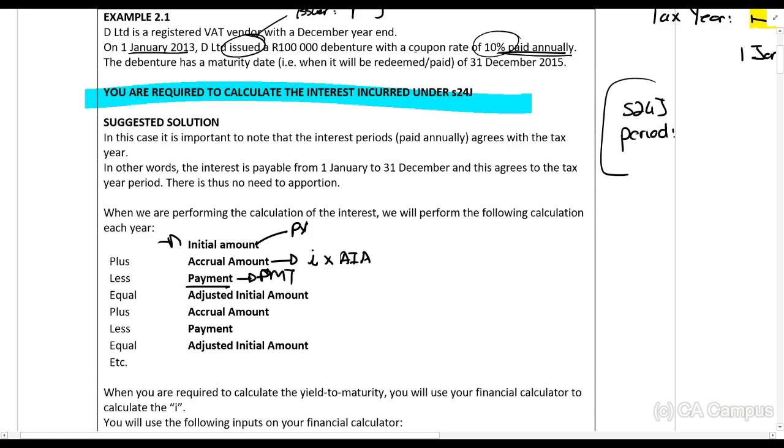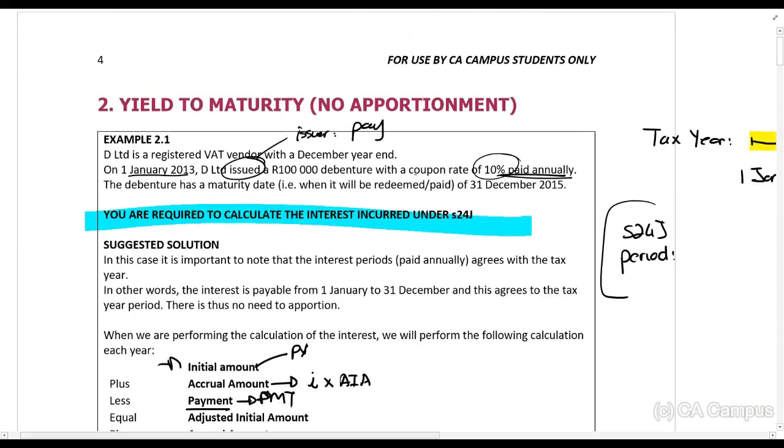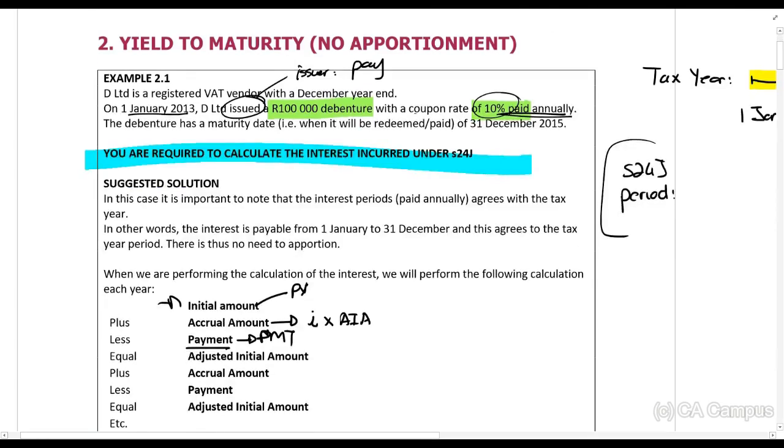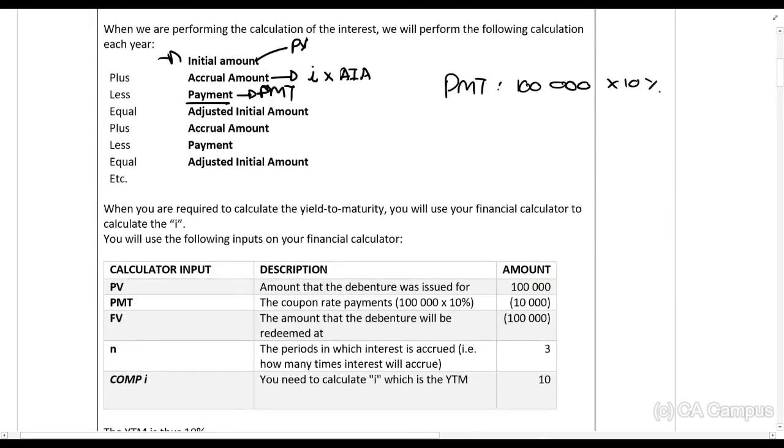Now guys, what is the PMT on your calculator? It is whatever the value of the debenture is, the face value, 100,000 rands, times its coupon rate. So payment in this case will be 100,000 times 10%. We don't look at the present value or anything strange like that. Alright guys, so now the first thing is you need to calculate I on your calculator. This you've done lots of times in your career at this point in time, but let's go through it. So you put in present value is 100,000 rands.